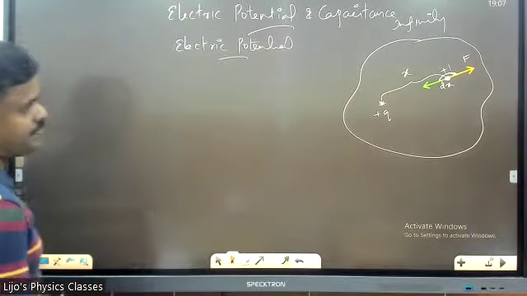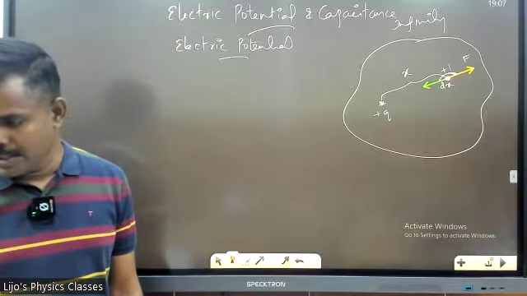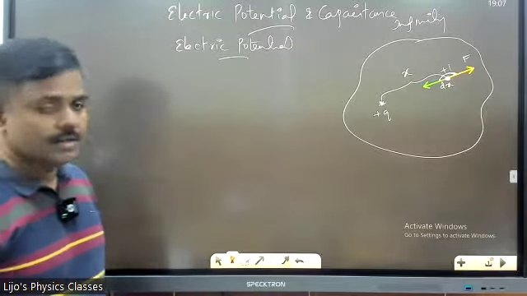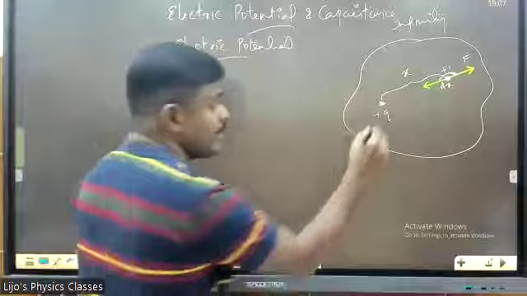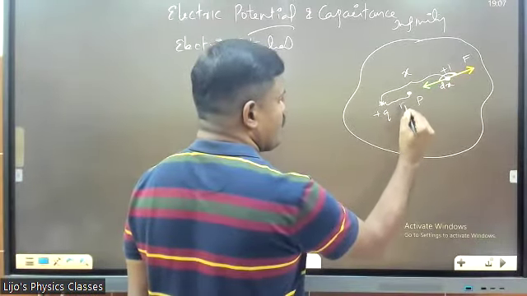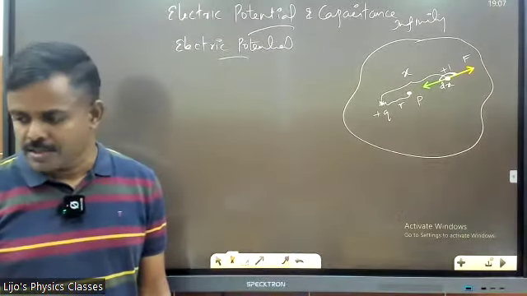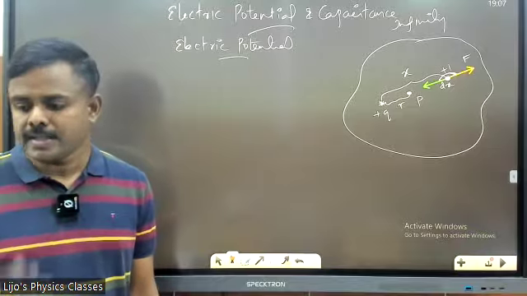Take a small distance dx. Put our point here, P. That is where you are going to find the potential. It is at a distance of R.